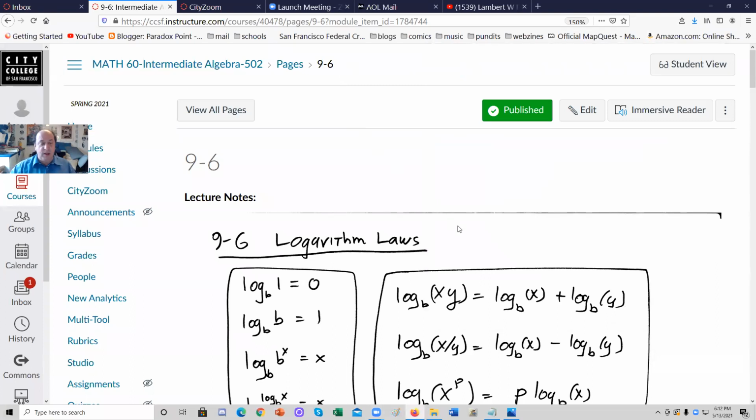So we're doing 9.6 and 9.7. 9.6 is about the laws of logarithms. 9.7 will solve exponential and logarithmic equations.